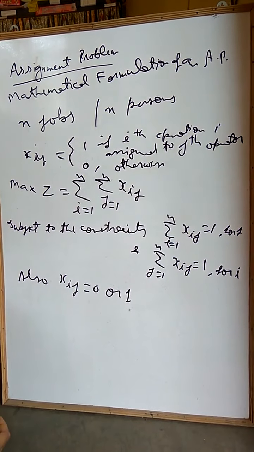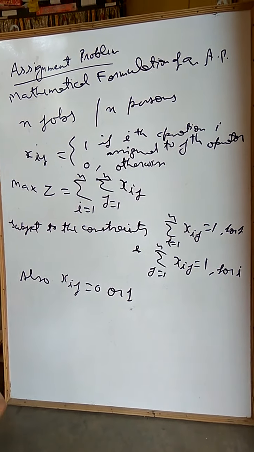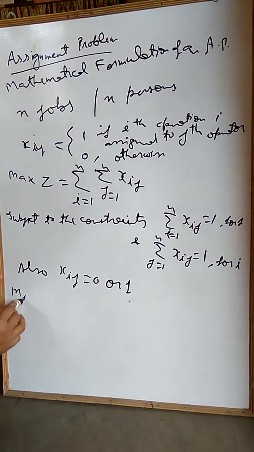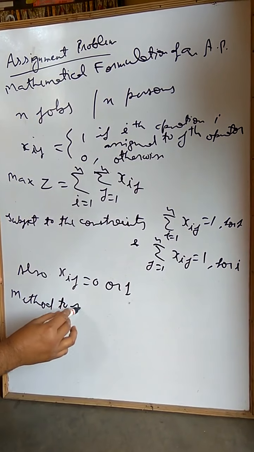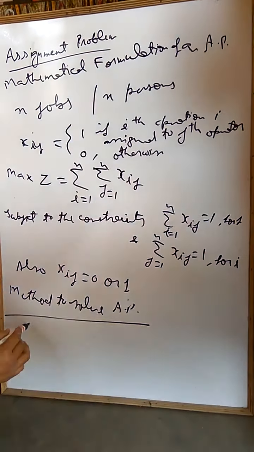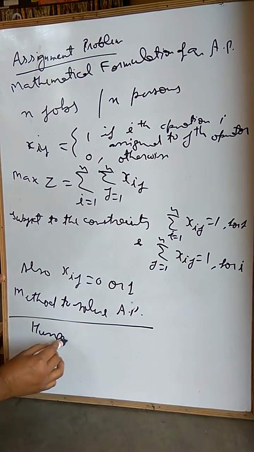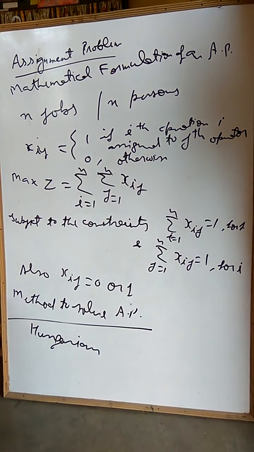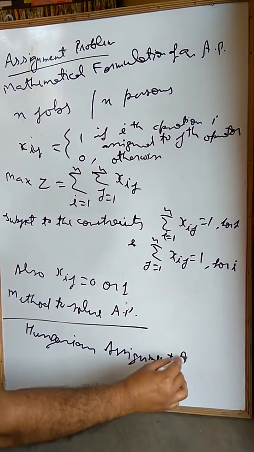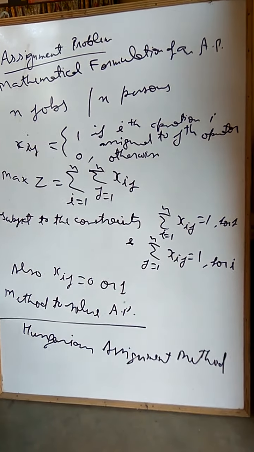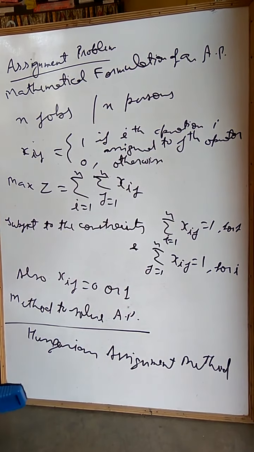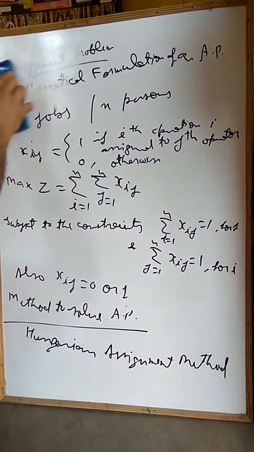We have various methods to solve any assignment problem. One such method is the Hungarian assignment method. Now we will look into an example and solve this problem.